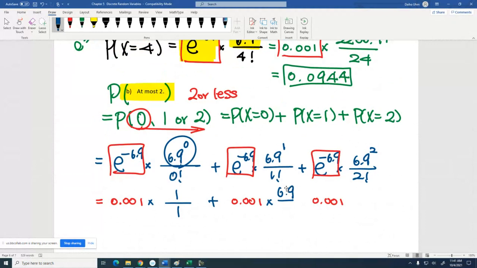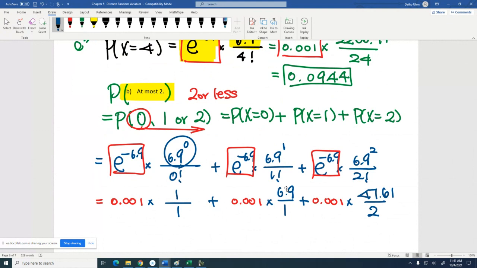And anybody who tried 1 factorial, it will be 1 again. Very interesting. The 0 factorial is 1, and 1 factorial is 1 again. And the last one, 6.9 square. 6.9 square will be, say again? 47.61. And how much will be the 2 factorial? 2. Huh, interesting. 0 factorial is 1, 1 factorial is 1, 2 factorial is 2.